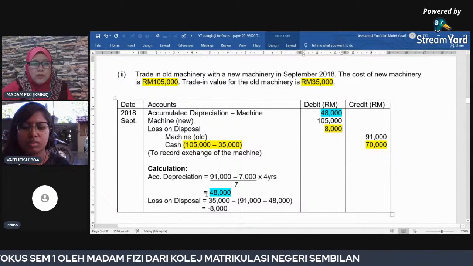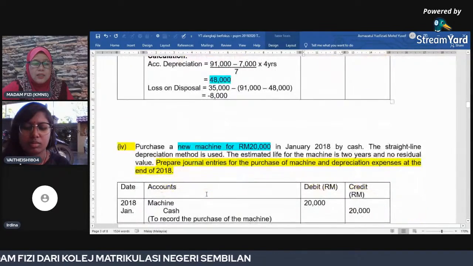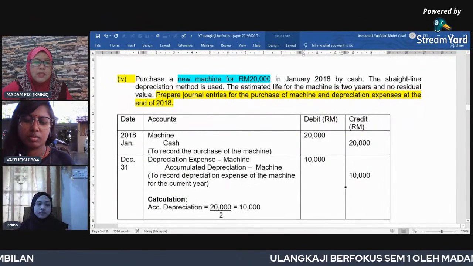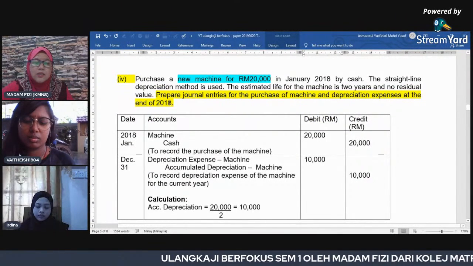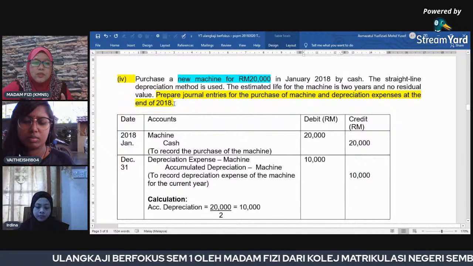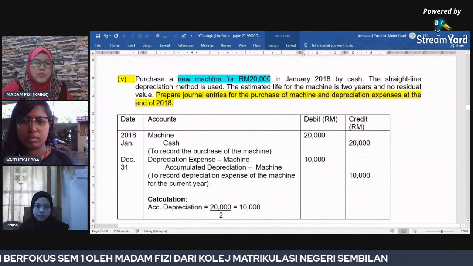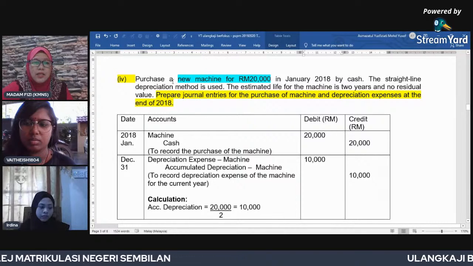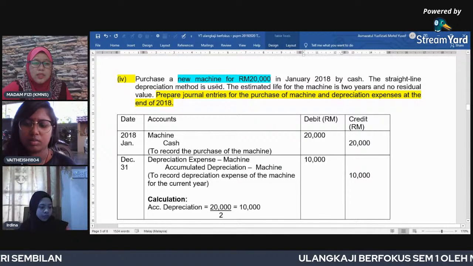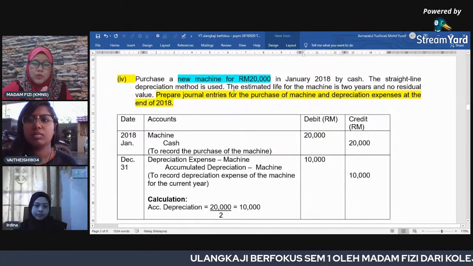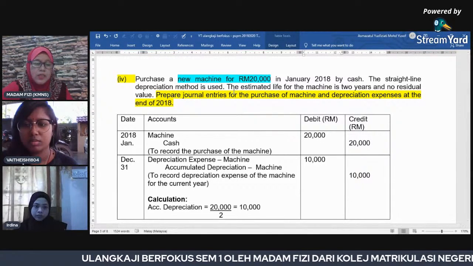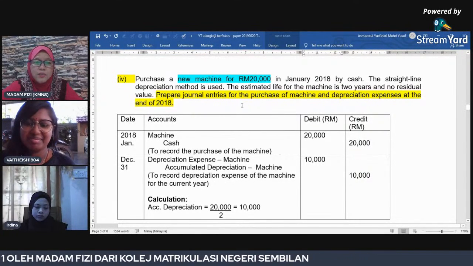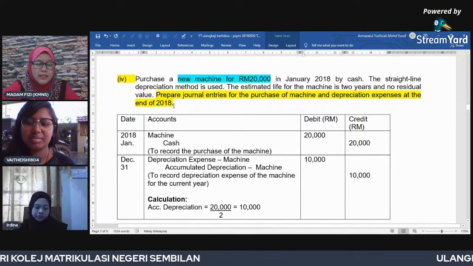Okay, now we take a look at question 4 Roman. This is a new question. Purchase a new machine for 20,000 in January 2018 by cash. The straight line depreciation method is used. The estimated life for the machine is 2 years and no residual value. Prepare journal entry for the purchase of machine and depreciation expenses at the end of 2018.